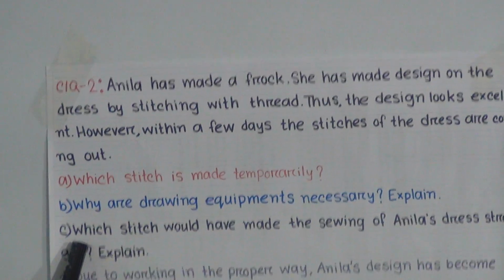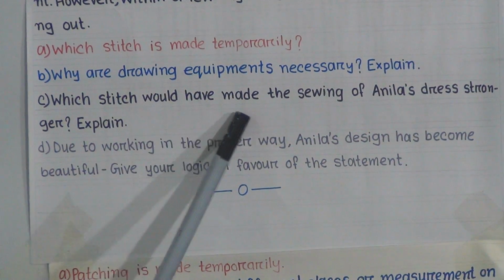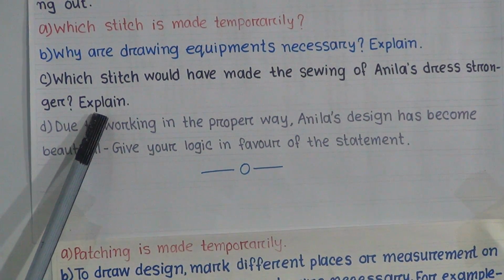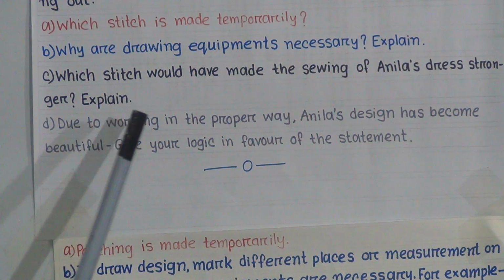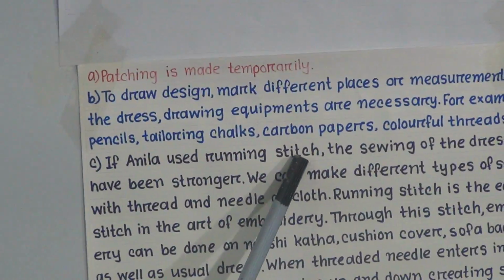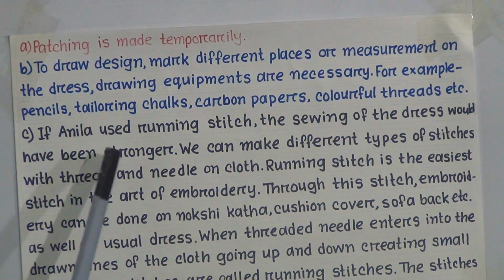Now, question C. Which stitch would have made the sewing of Anila's dress stronger? Explain. So you have to explain the reason. If Anila used running stitch, the sewing of the dress would have been stronger.